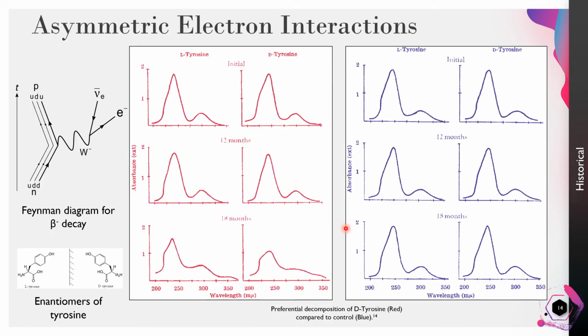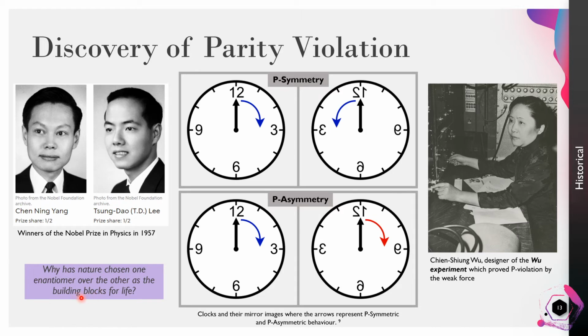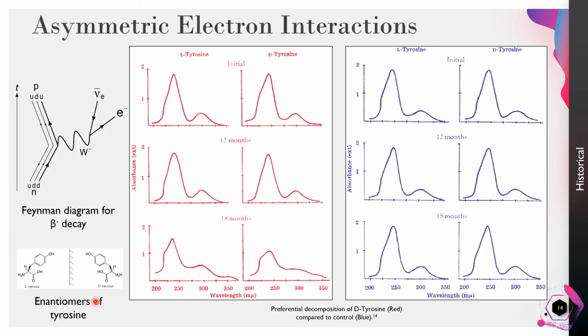So this now leads to the interactions that are the fundamental basis for the CISS effect, because electrons don't interact identically with chiral molecules. A great experiment that answers the previous question of why nature has chosen one enantiomer over the other for the building blocks of life was done in 1968, where they observed the beta minus decay of strontium-90 atoms in the presence of two enantiomers of tyrosine.